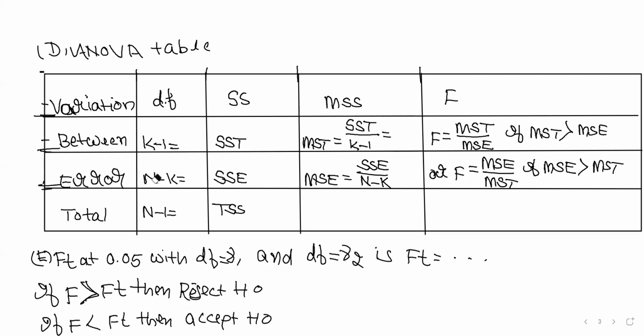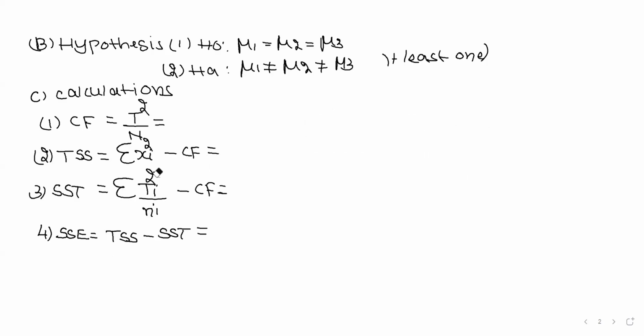And error equals N minus K. N is the total observations minus the groups. So that is 12 minus 3 groups. That is the error. And the total degrees of freedom is N minus 1. Yes. Sum of squares equals SST. Look here, the SST value.